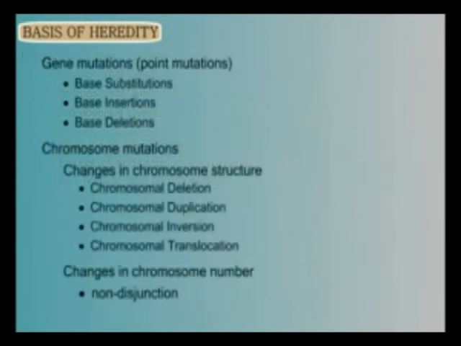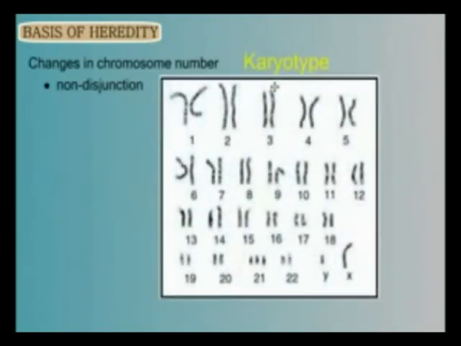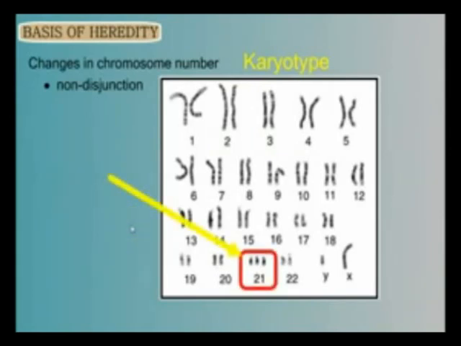Another type or class of chromosomal mutation is change in chromosome number, and we look at non-disjunction. Now look at this karyotype for a moment and look clearly. Do you realize anything unusual in this picture? Anything out of the ordinary? Look now. We call this trisomy 21. We are supposed to have 2 chromosomes of each because we get one from either of our parents. But for some reason, we have 3 of chromosome 21. This is called Down syndrome.